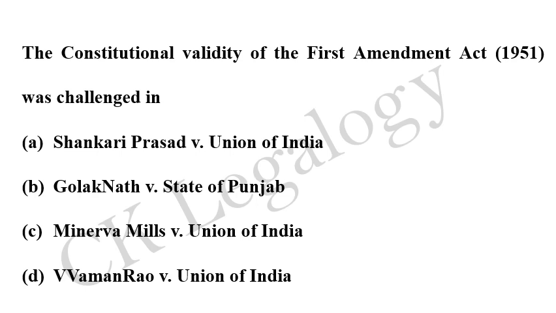Our first question is, the constitutional validity of the First Amendment Act 1951 was challenged. The first constitutional amendment was in the year 1951, and this amendment was challenged in which of the following cases? We have four options here. The first one is Shankari Prasad versus Union of India. Second one is Golak Nath versus State of Punjab. Third one is Minerva Mills versus Union of India, and the fourth one is Government Rao versus Union of India.